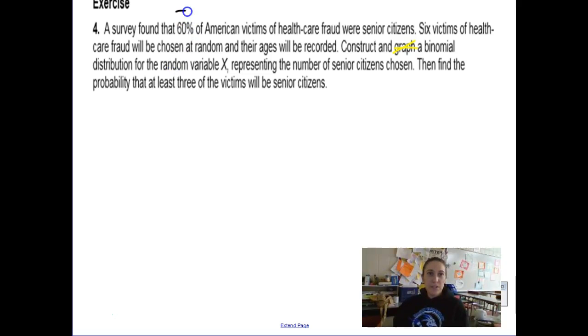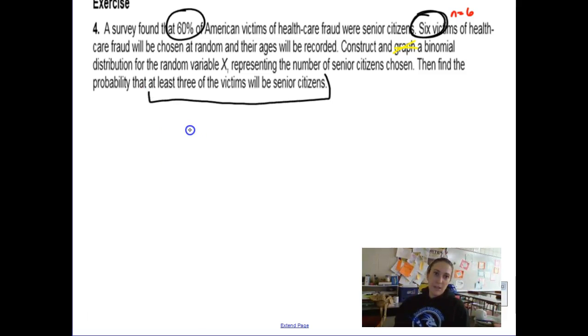We found 60% of Americans who were victims of healthcare fraud happen to be senior citizens. So 6 victims of healthcare fraud were chosen at random. So this is how many trials we're doing here. That's our N. And their ages were recorded. We're not going to construct any sort of distribution if you don't mind. We're just going to use the probability distribution. Find the probability that at least 3 of the victims were seniors.